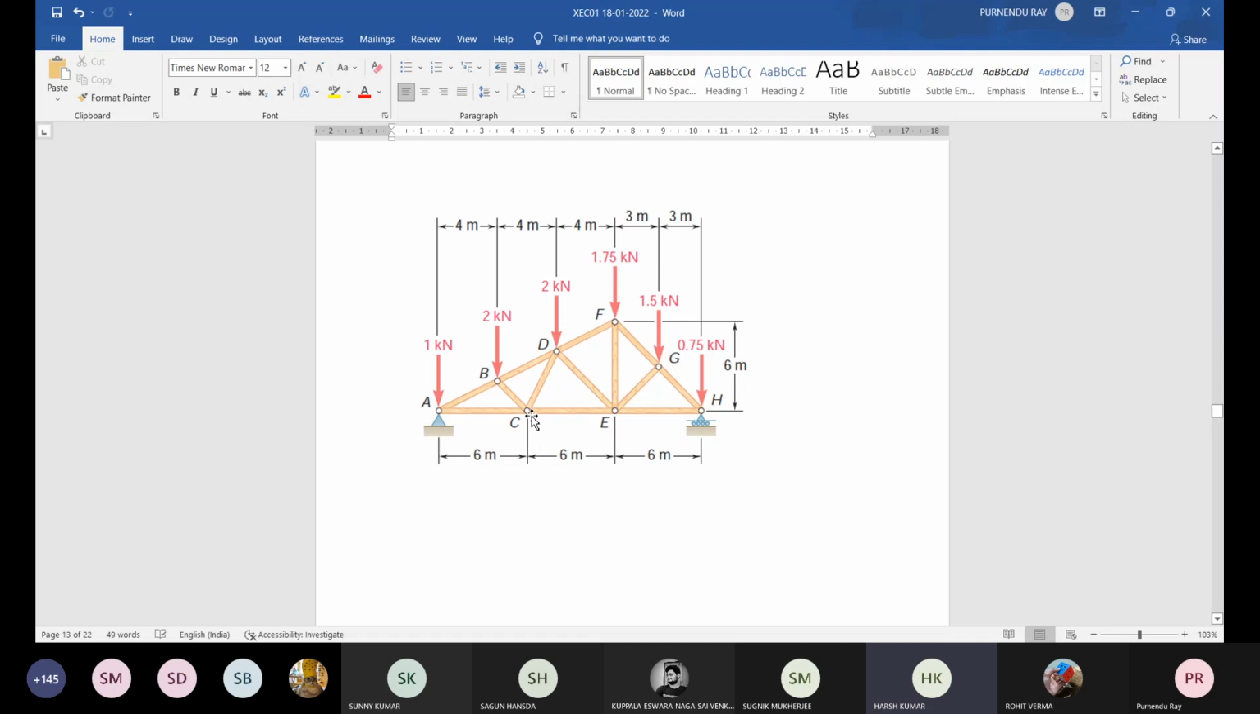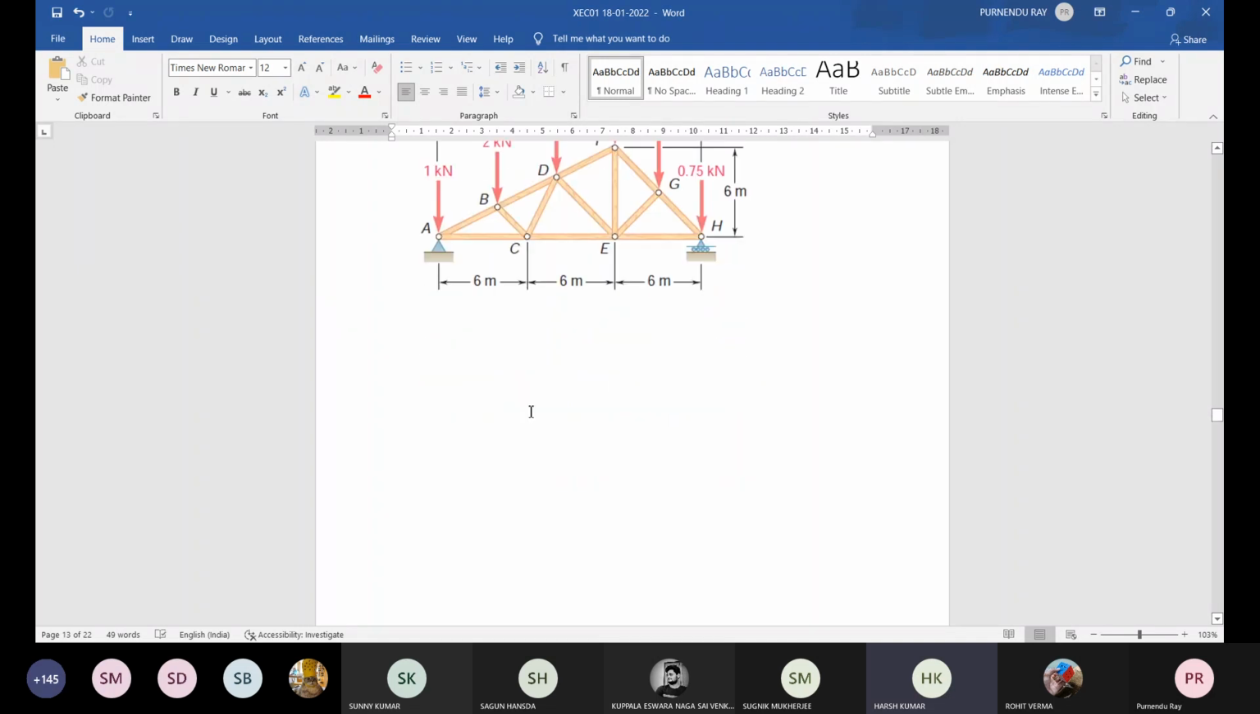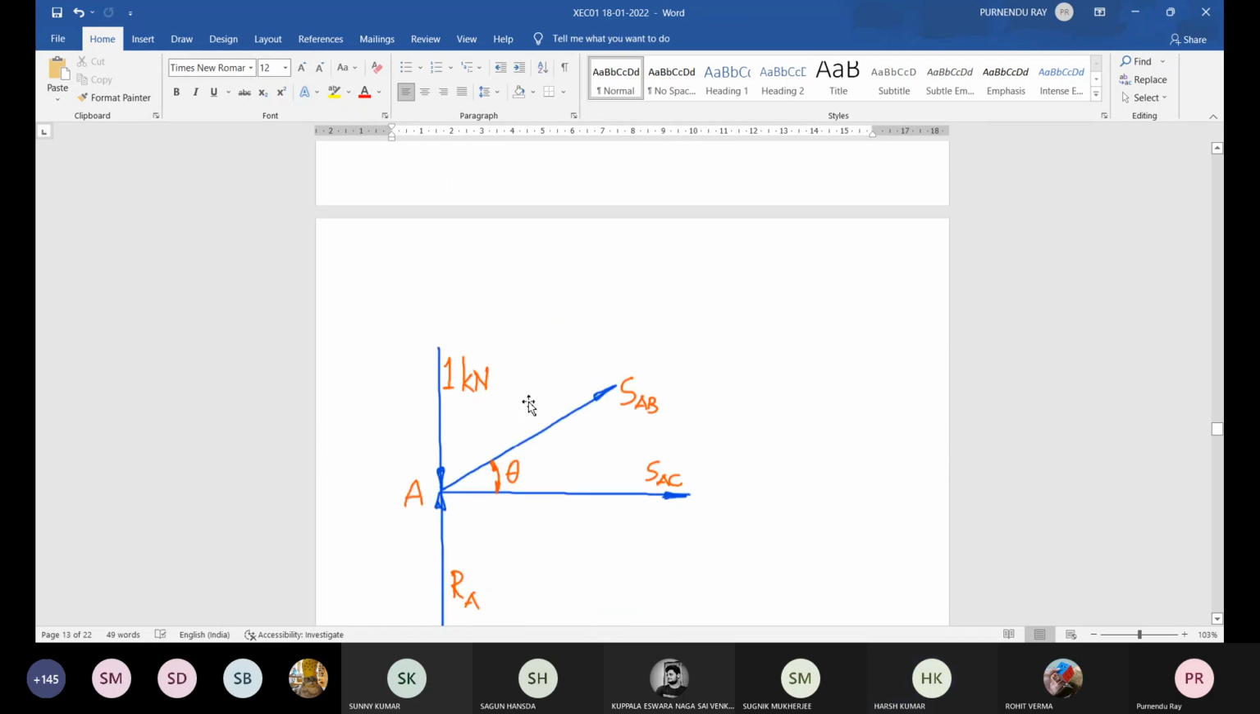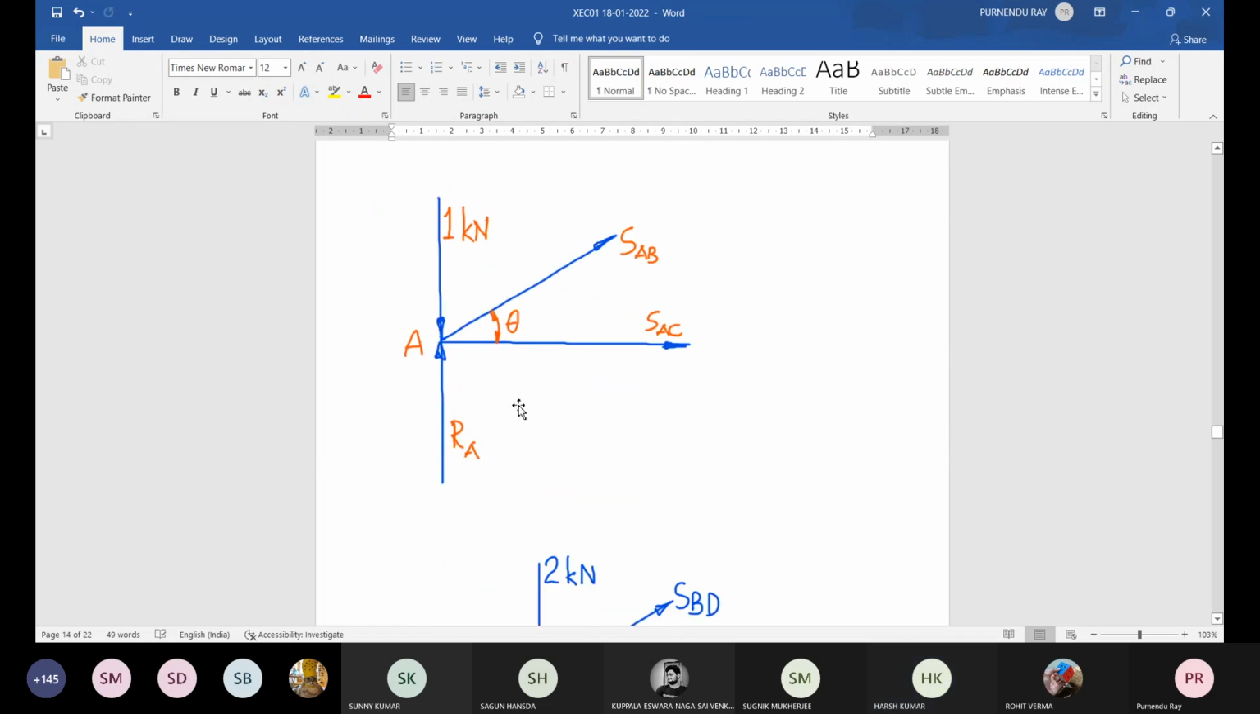Sir, along the member is fine, but it is outward, inward, sir, that confusion is there. Like, how are you determining it? We don't need to think it from the beginning. We are assuming every force is tensile. Member is under tension means at the joint, the force will be away from the joint. We take it up, we solve it. When we get some negative value for any member, for any force, it will be automatically compressive. Okay, sir. Okay.